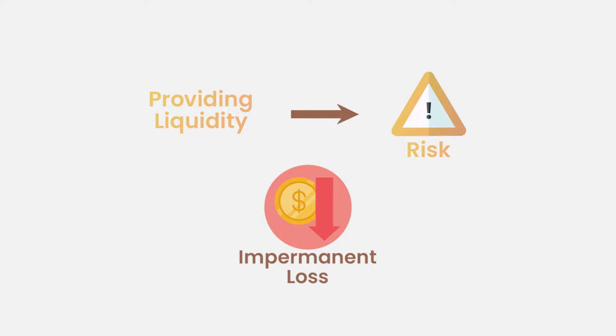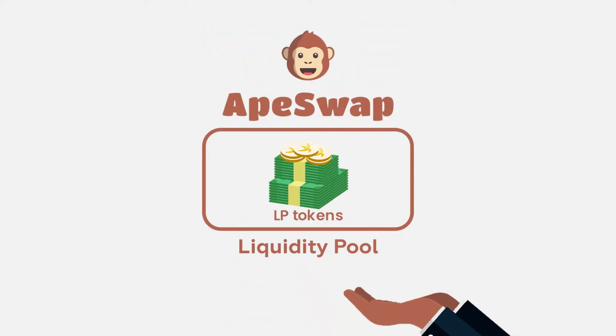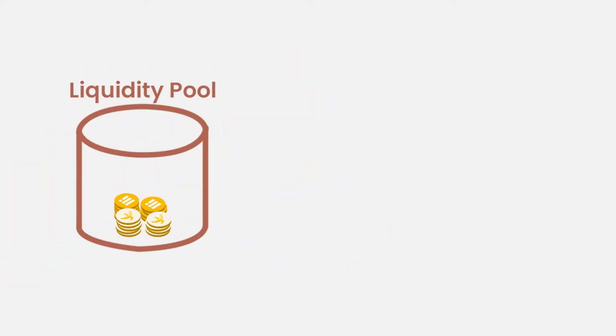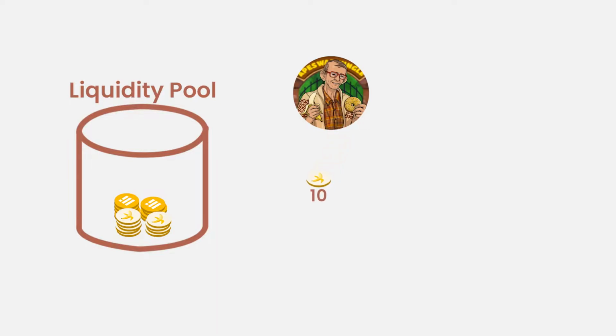This happens when you provide liquidity to a liquidity pool, and the price of your deposited assets changes compared to when you deposited them. The bigger this change is in relation to each other, the more you are exposed to impermanent loss. For example, let's say OB deposits 10 bananas and 100 BUSD in a liquidity pool.